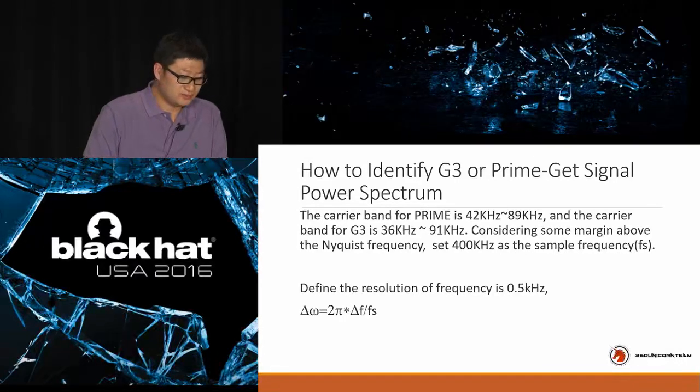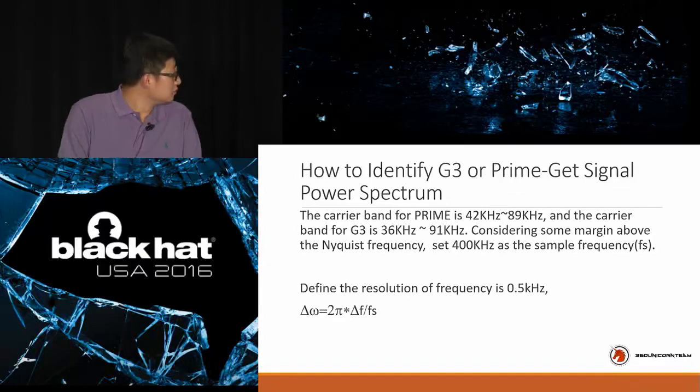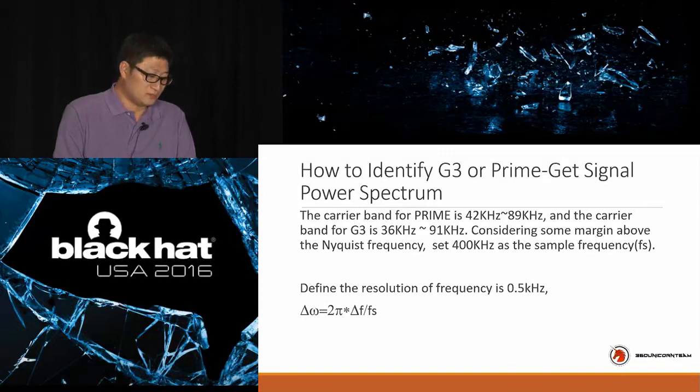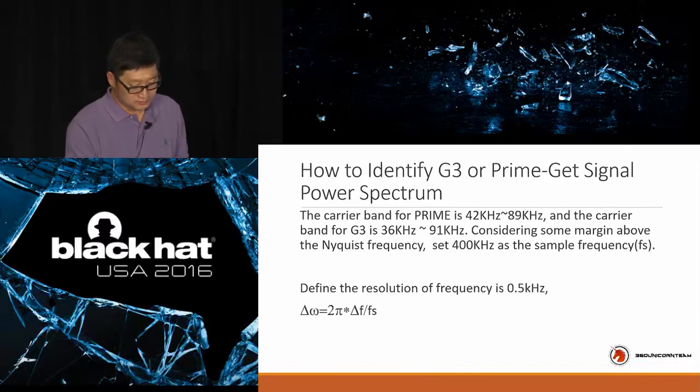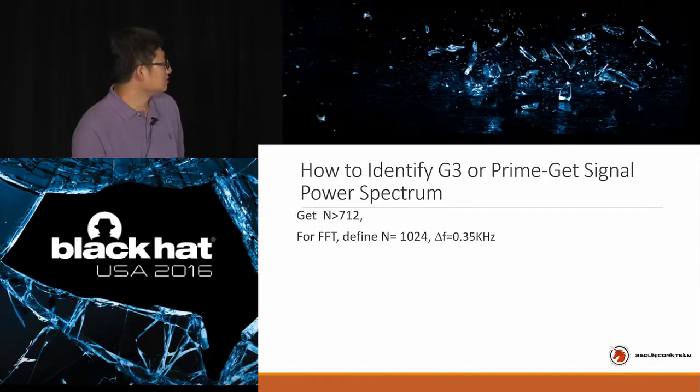And for the calibrant, the prime is 42 kHz to 89 kHz, and the calibrant for the G3 is 36 kHz to 91 kHz, and we need to get some frequency margin. Considering the Nyquist criterion, we define the frequency resolution as 0.5 kHz. After that I can get N max more than 712, and because we need to do the FFT, we define N as 1024.